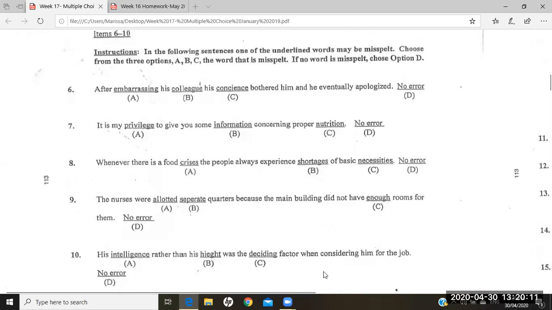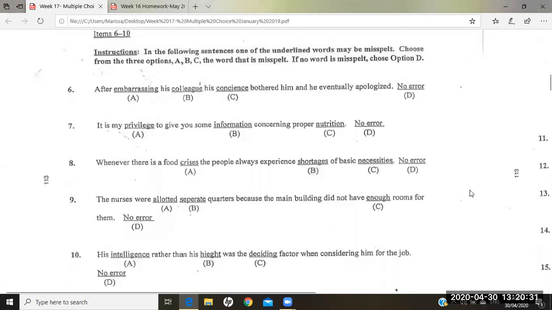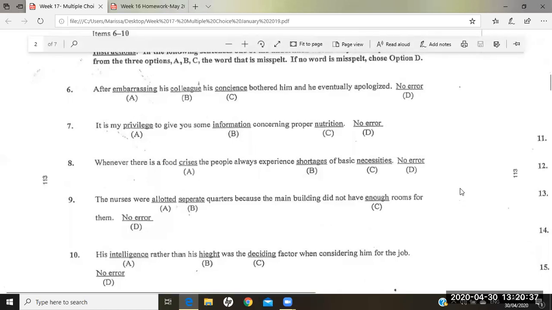And number 10. His intelligence rather than his height was the deciding factor when considering him for the job. B? Yes, B. How do we spell height? H-E-I-G-H-T. Very good. Thank you. So the answers for 6 to 10: 6, C; 7, D; 8, A; 9, B; and 10, B.